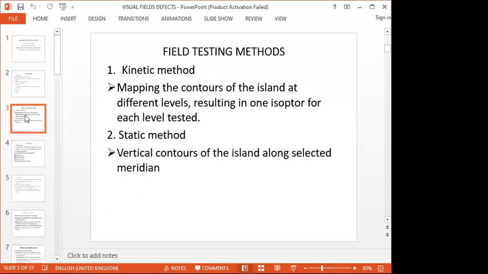Field testing methods. One, kinetic. Kinetic comes with energy, isn't it? It means there is some movement of some sort. So this is mapping the contours of the island at different levels, resulting in one isopter for each level tested. Static method, they use the vertical contours of the island along selected meridians.